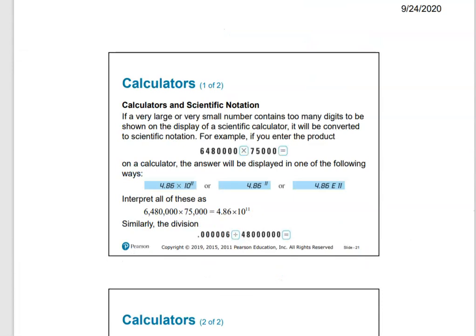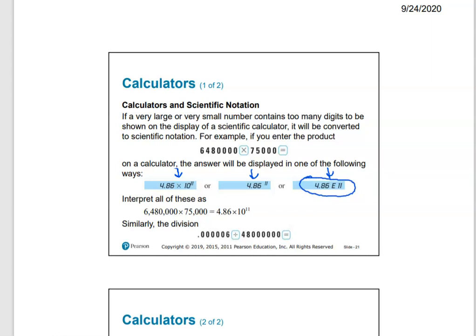If a very large or very small number contains too many digits to be shown on the display of a calculator, it will be converted to scientific notation. For example, if you typed in 6,480,000 times 75,000 on a calculator, the answer will be displayed in one of the following ways. You might see 4.86 times 10 to the 11th, 4.86 to the 11th, and the last one is 4.86 E11, which all mean 4.86 times 10 to the 11th. Our calculator, if you're using the TI-84, is going to show it like this.